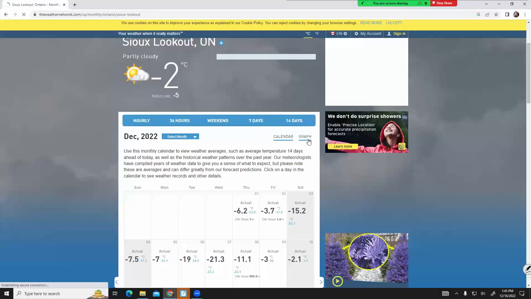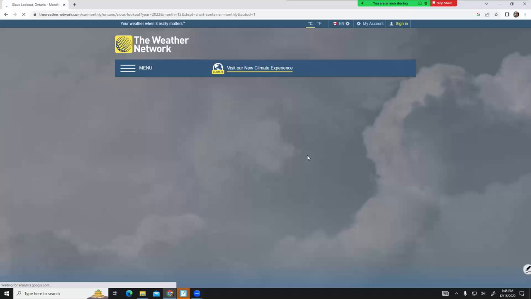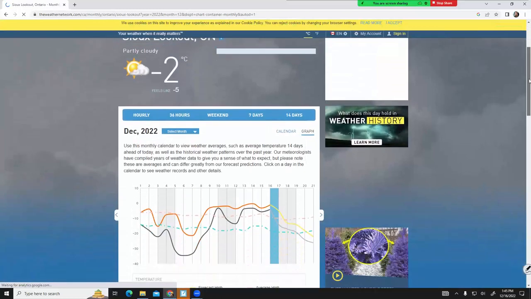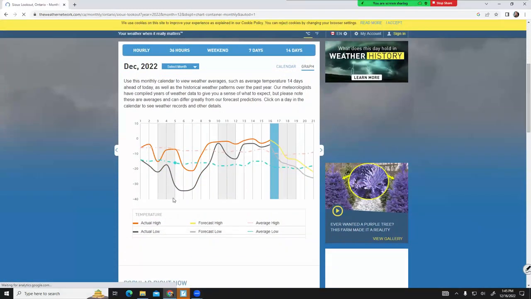And then once I switch to graph format, it's giving me the same information, but it's giving it to me in a different way, right? And now you see, now it kind of like tells a story, how it's dipping up and down, right? And we had that really, really cold spell from December 4th till the 10th, where it got really cold in Sioux Lookout, and now it's starting to heat up. And you've got the average high, average low. So right now, we are way above average, but we're going down. We're going down, down, down. We're going to be below average as we get closer to Christmas, right?